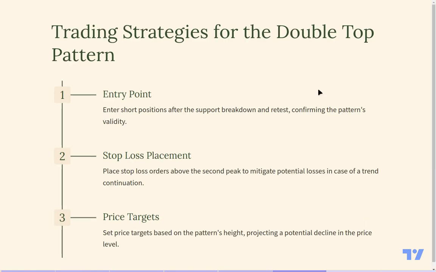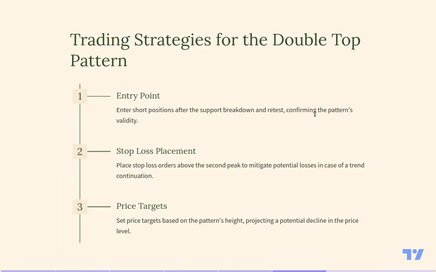Now, trading strategies. The top three trading strategies for the double top pattern. Number one, entry point. Enter short positions after the support breakdown and retest, confirming the pattern's validity. Number two, stop loss placement. Place stop loss orders above the second peak to mitigate potential losses in case of a trend continuation. Number three, price targets. Set price targets based on the pattern's height, projecting a potential decline in the price level.